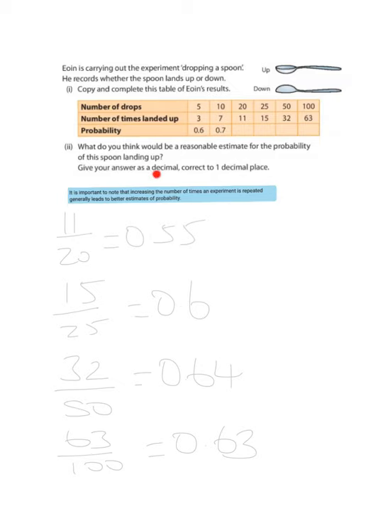So it says, give your answer correct to 1 decimal place. So we have to look at 25 trials, 50 trials and 100 trials, because our trials are increasing, and we have 0.6, 0.6 to 1 decimal place here, and 0.6 to 1 decimal place. So you'd give then that the reasonable estimate for the probability of this spoon landing up would be 0.6 to 1 decimal place.